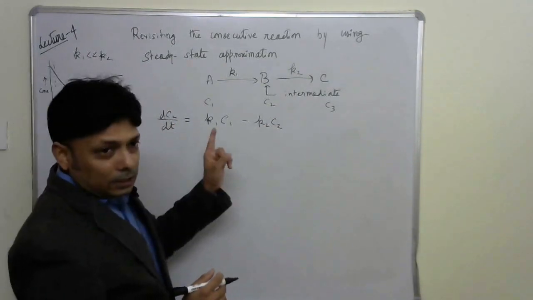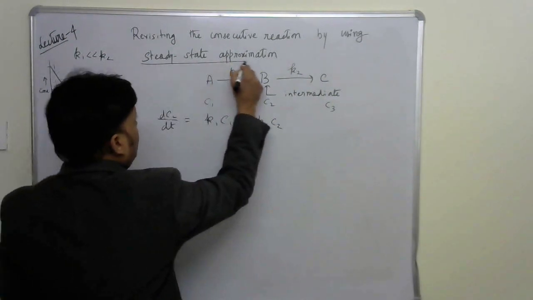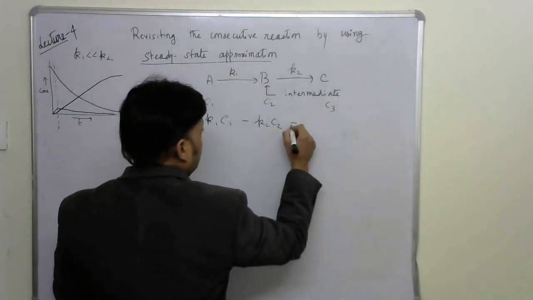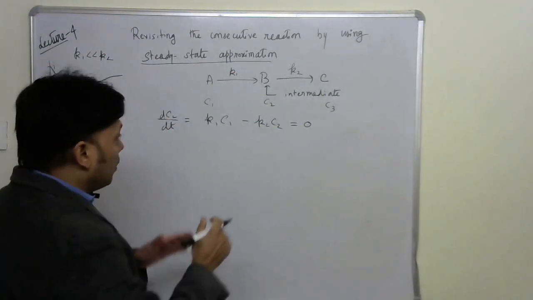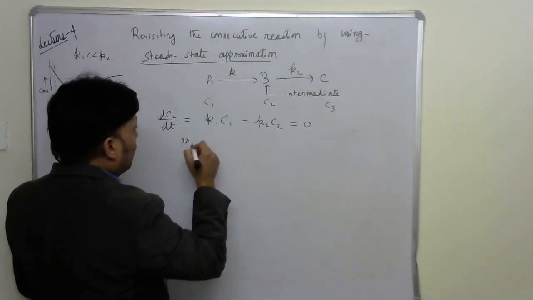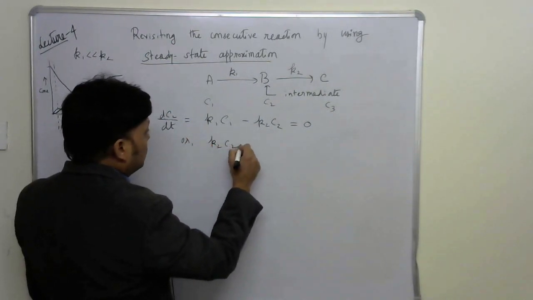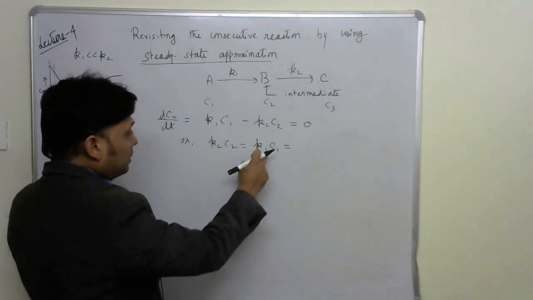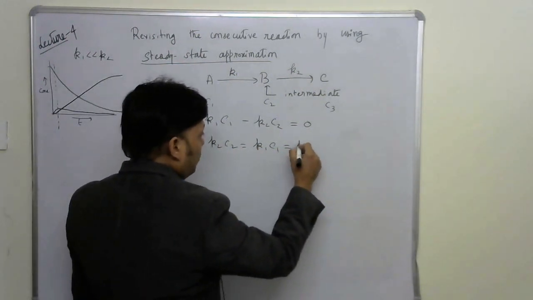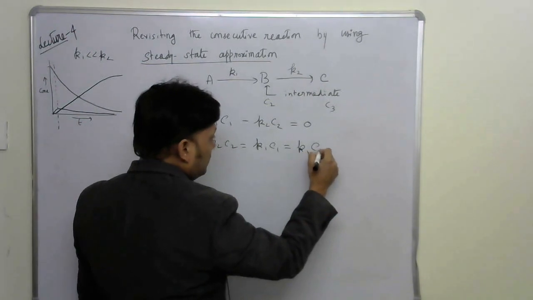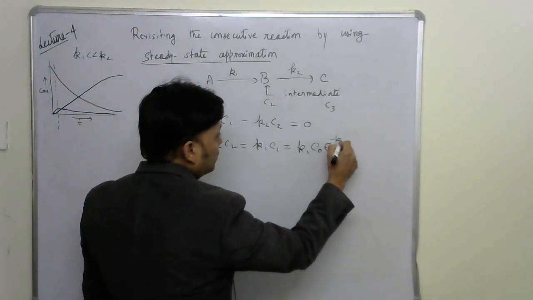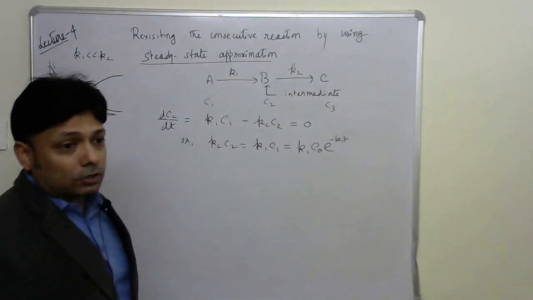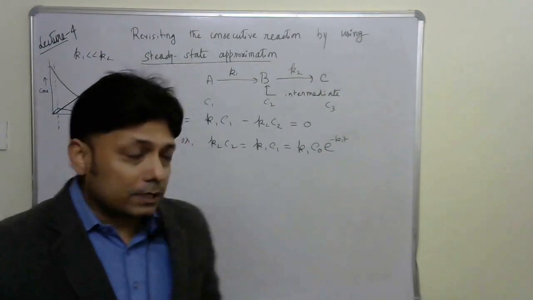Now under steady state approximation, we can write that this should be equal to 0. Now if this is 0, we can write that K2C2 is equal to K1C1, and now the C1 can be represented as C0 e to the power minus K1t, following the first order kinetics, and that we have already seen.